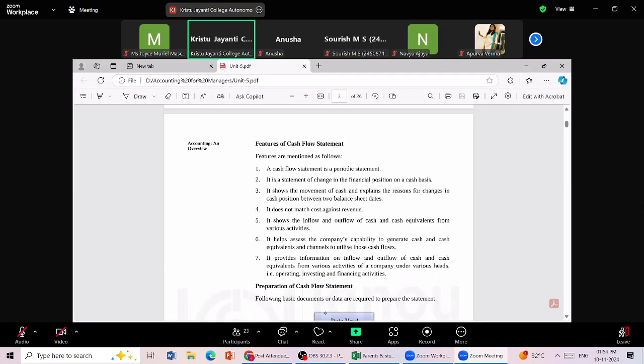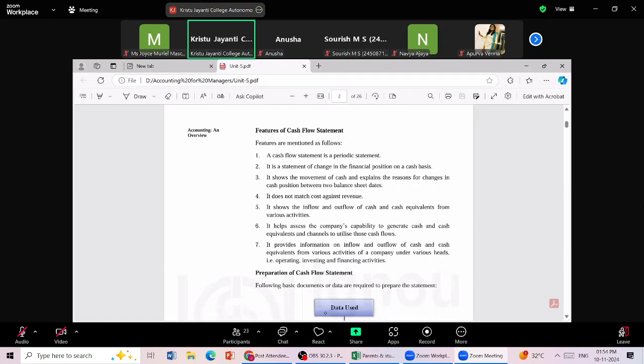You can understand, you can take decision on that. So it also shows inflow and outflow of cash and cash equivalents from various activities, and it also provides information about inflow and outflow. That is the main purpose of the cash flow statement.